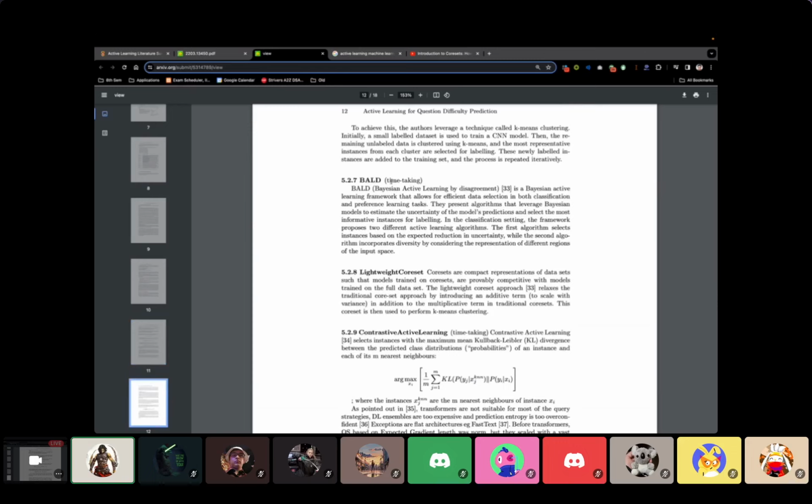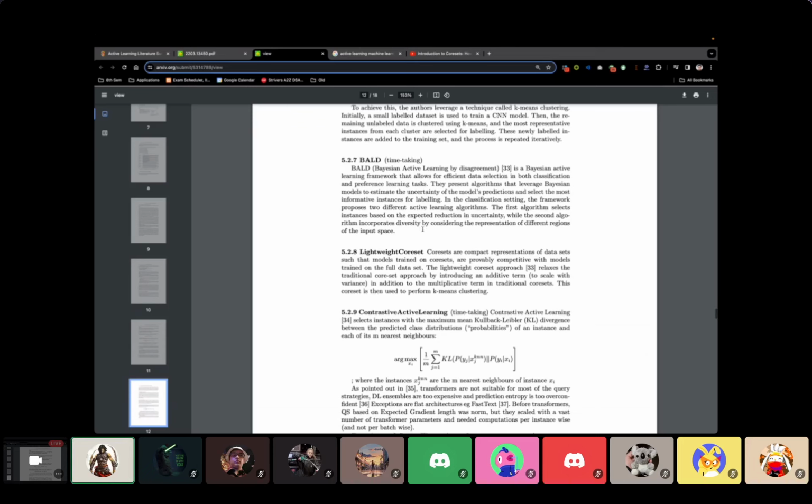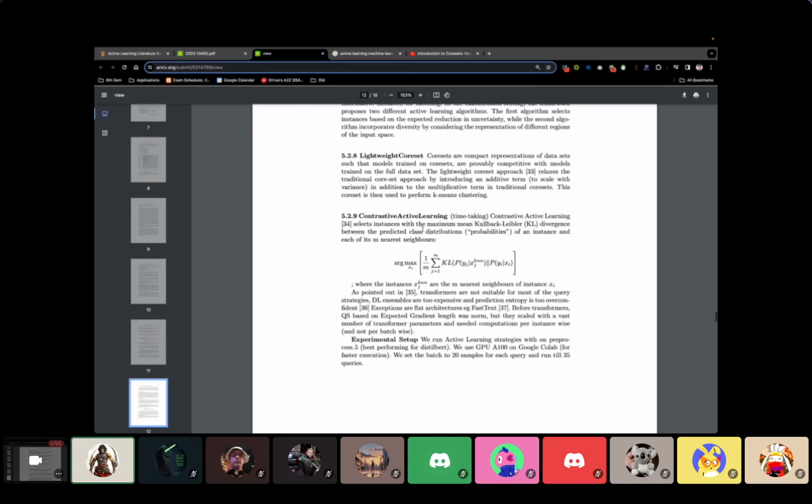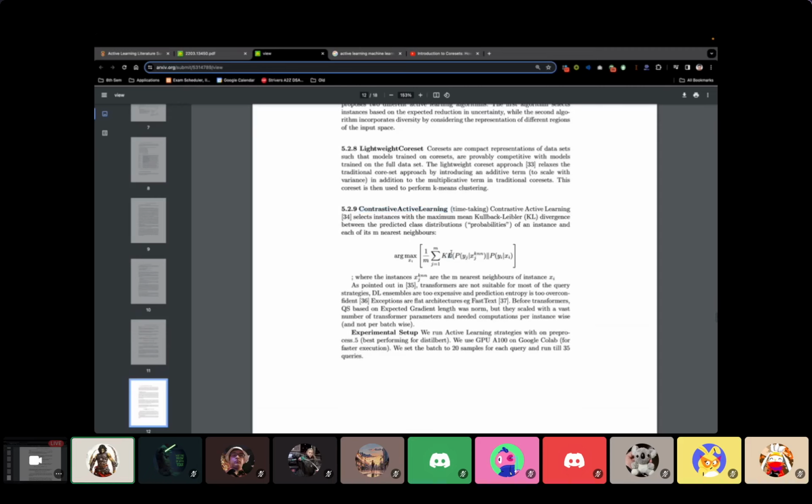BALD, Bayesian active learning by disagreement. This is essentially about disagreement: you train multiple models and then you ask them to vote, and the one with the least vote is chosen. You have to maximize disagreement. Now contrastive learning. Contrastive learning maximizes this quantity, KL divergence.